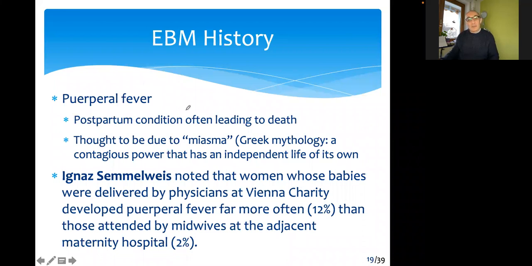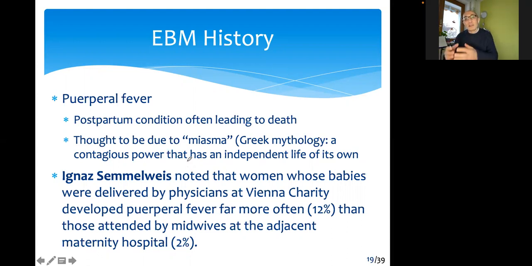There is a condition known as puerperal fever. Women after delivery have infections, fever, and sometimes it leads to septicemia and death. And so it was thought to be miasma, a contagious power that has an independent life of its own. But Semmelweis noted that at that time, some babies were delivered by midwives, some others by medical doctors.